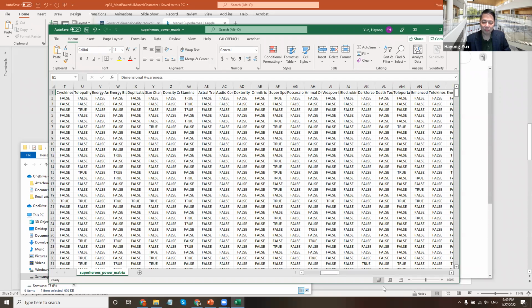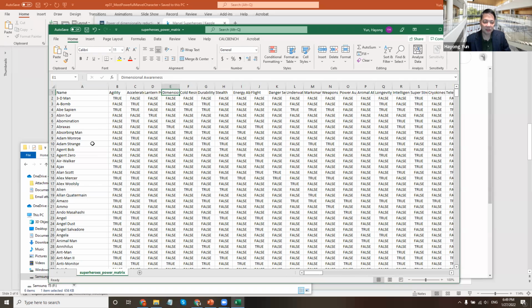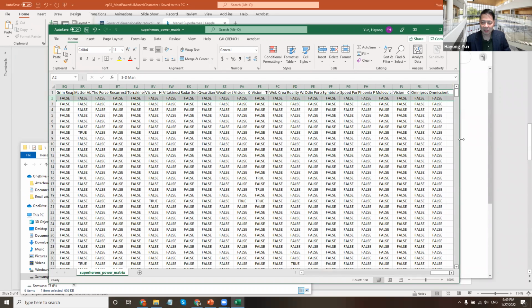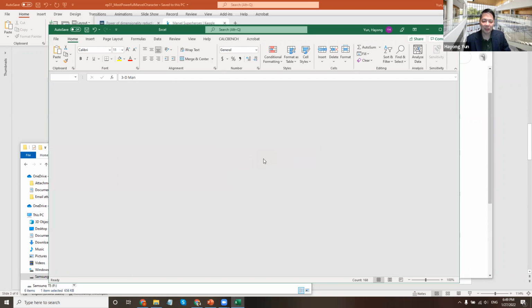And amazingly, Marvel has agility, many superpowers like dimensional awareness or whole things. And based on the character here, for example, 3D Man has agility. So if it has agility, it's true, but the ones that don't have it, it's false. So it's like this, and it has many columns here. Okay, so we are going to use the data.